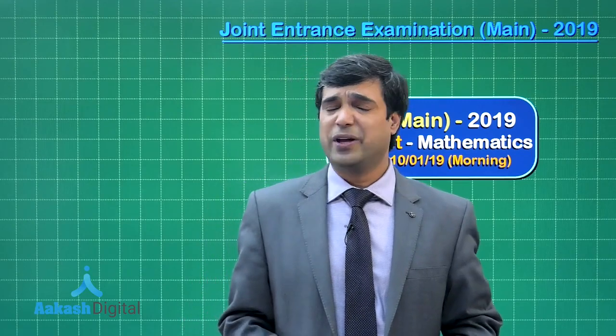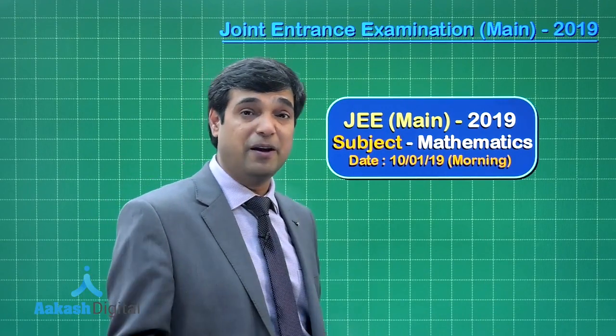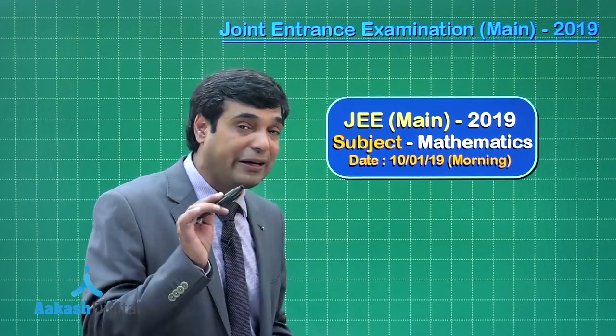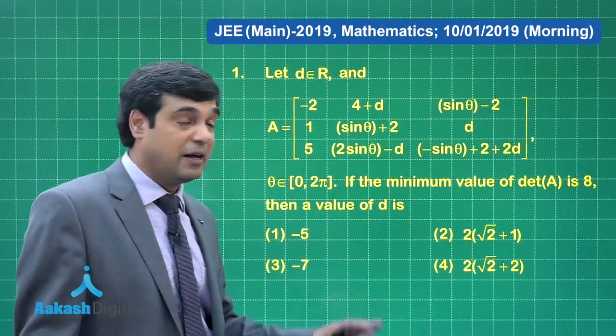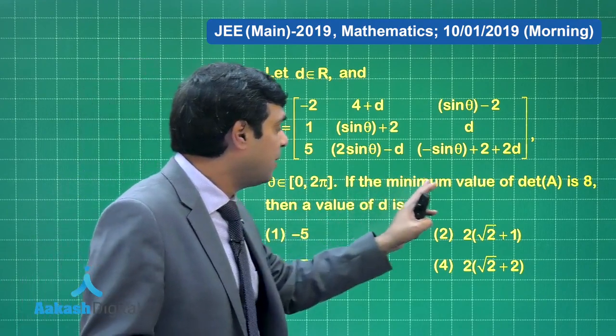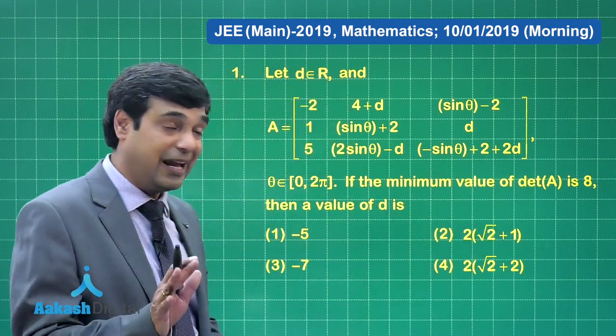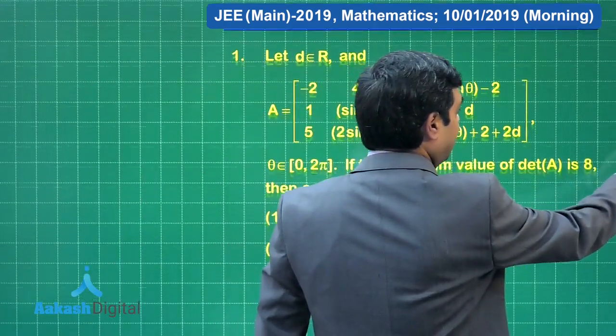Hello everyone. So here we are going to discuss the JEE Main 2019 mathematics paper which was conducted on 10th January morning shift. Let's consider the first question of it. A matrix is given to us. Now the question says if the minimum value of determinant A is 8, we have to find the value of d. So let's begin with this question.